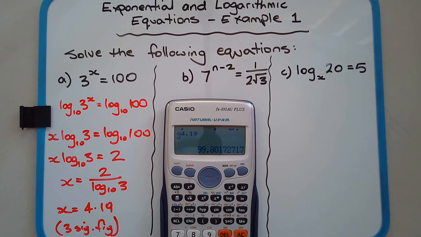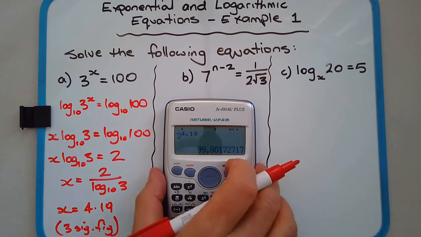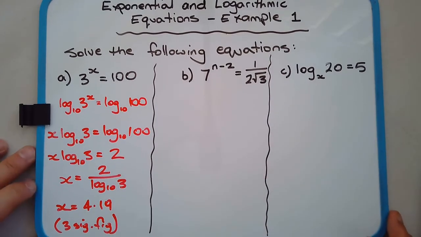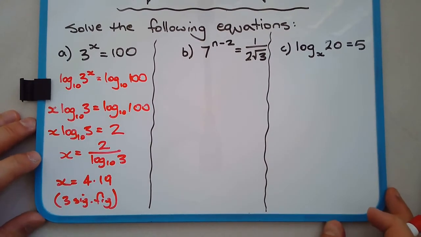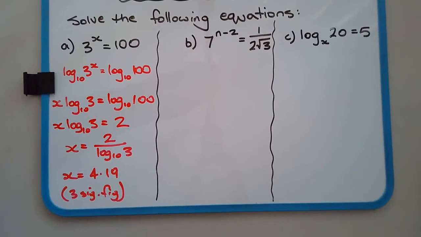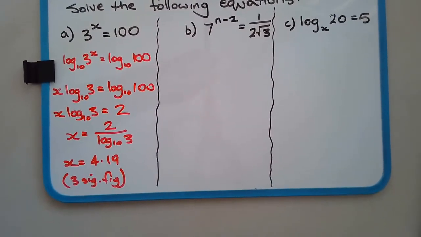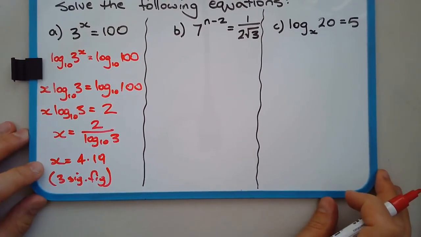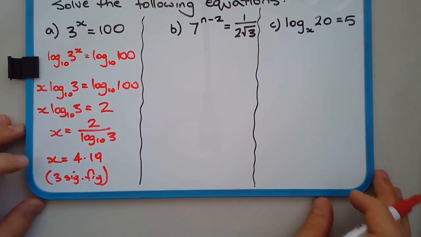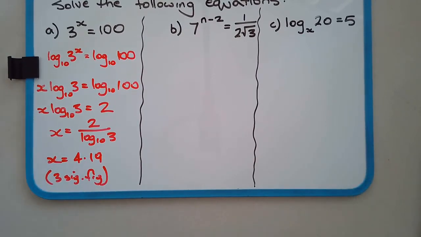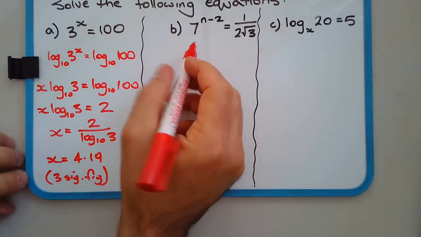Of course, there's a little bit of rounding error, but I think we're reasonably confident that that's the right answer. Okay, what about part B? I'll just move the board up a bit. Sorry, just the camera a little bit more. Part B: 7 to the power of n minus 2 equals 1 over 2 root 3. We do what we do with part A.